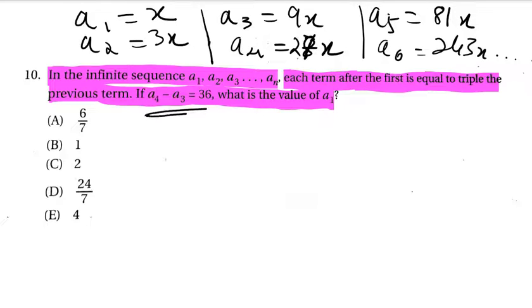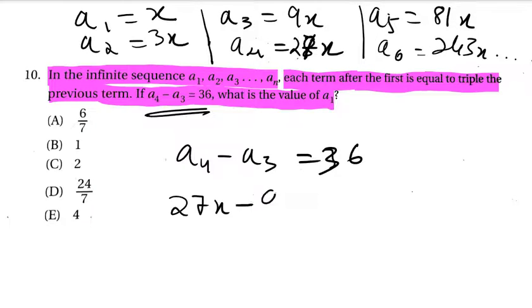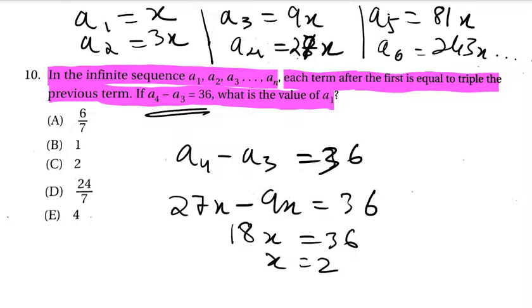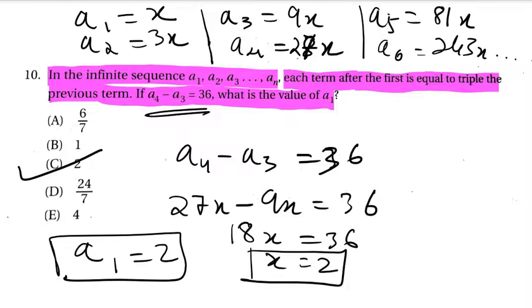Now we need to concentrate on what we need, that is a4 minus a3, and we already have found that. So a4 is 27x minus 9x is equal to 36. So what do you get? You get 18x is equal to 36, and what is your x? x is equal to 2. So what is your a1? a1 is equal to 2. So which is your final answer? Your final answer is C.